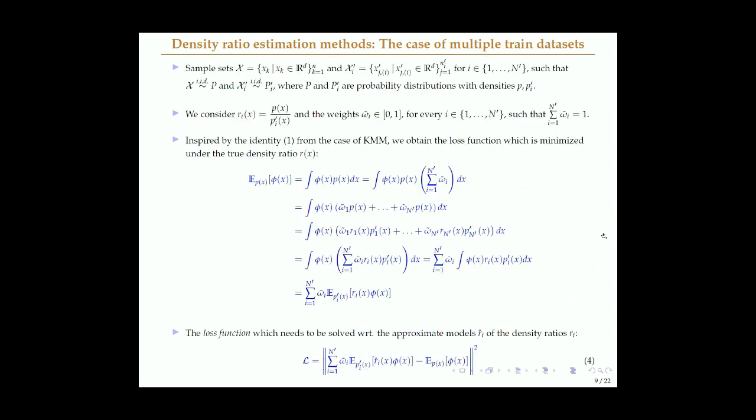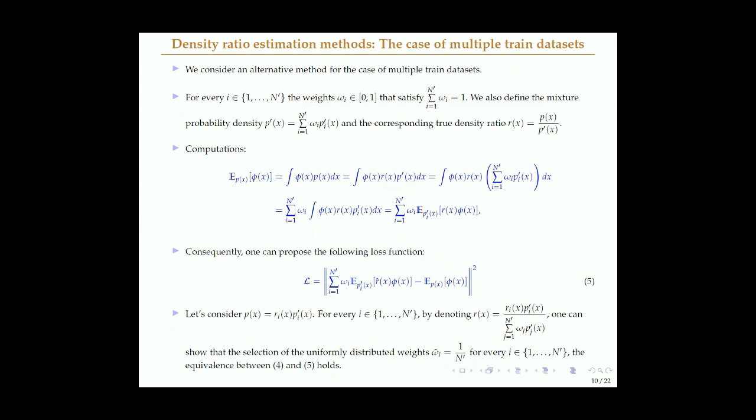For the second case, let's take, for example, a single test data set and multiple train subsets. Again, we define for each subset a density ratio. We have also a chain of equalities. We observe here that the expected value in the test with respect to the test data is a weighted summation of expected values, but with respect to each train subset. Again, using the loss function approach, we obtain a suitable objective function. So for both these cases, we obtained a suitable objective function.